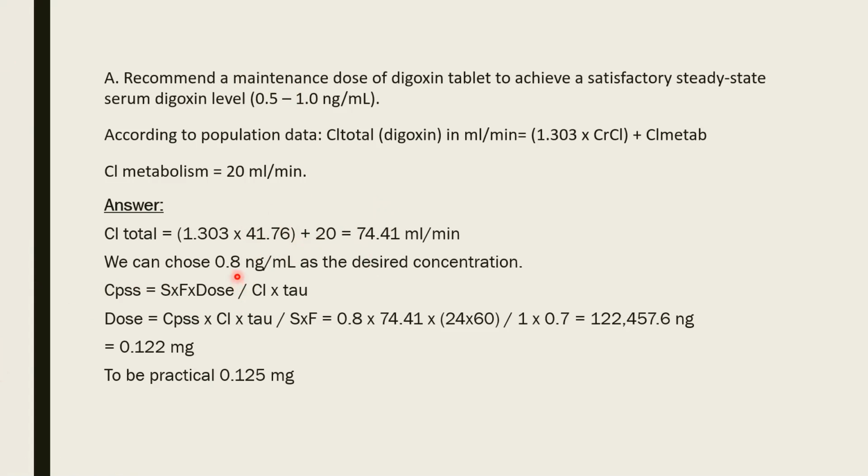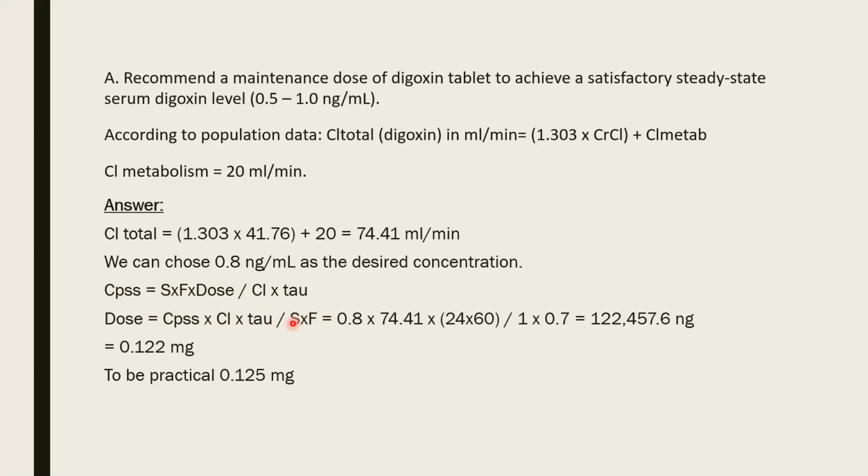Now because we choose 0.8 nanogram, remember, you use nanogram. Then you put in the calculation: CPSS average equals S times F times dose divided by clearance times tau. So we take out the dose, because you want the dose: CPSS times clearance times tau divided by S times F.